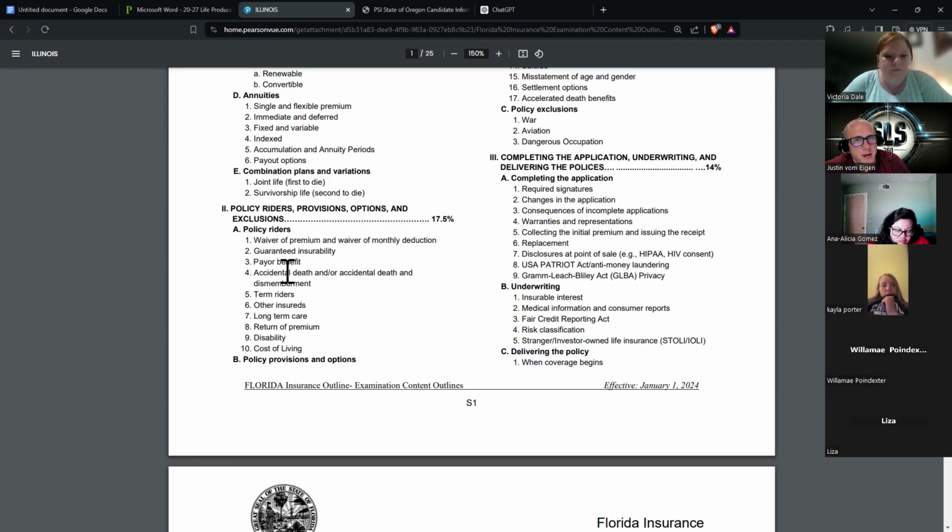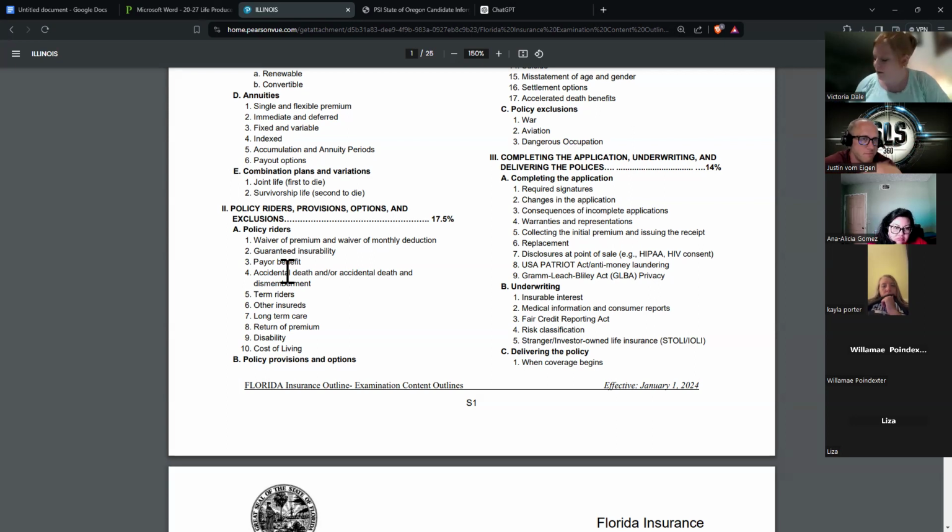Term riders. A term rider is if you get a whole life policy, you could get term insurance coverage on it. So if I get a whole life policy for $100,000, I can get a term life rider on top of it for $500,000 to increase my total amount of coverage without having to get two separate policies. So instead of getting $100,000 whole life and a $500,000 term, I can just get the $100,000 whole life and add the rider on top of it. The cost is kind of shared between the two. So it's one policy with a rider, not two separate policies.